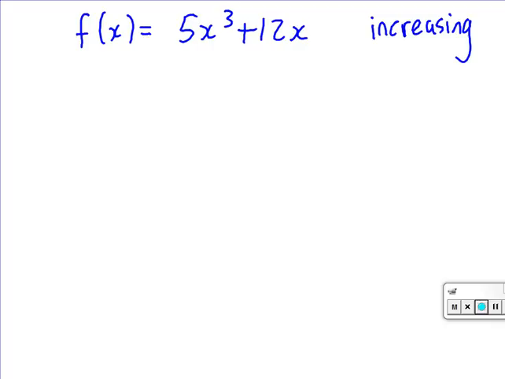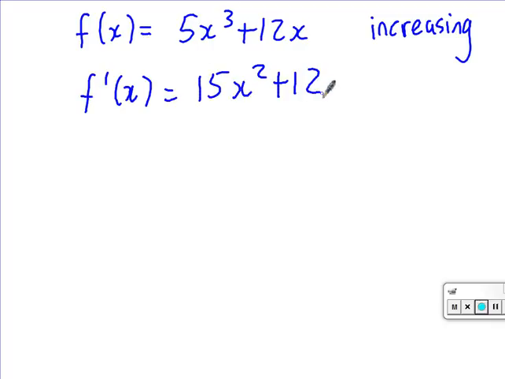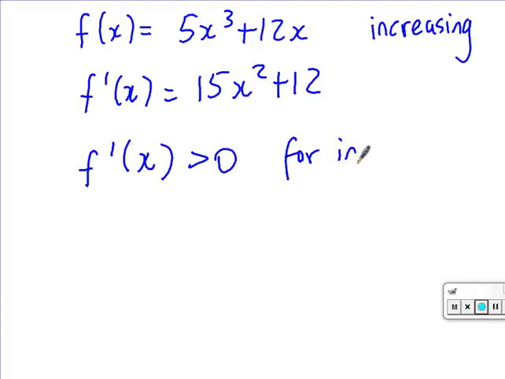Hopefully you can remember back how to differentiate. So 15x squared plus 12. For it to be increasing we need that to be bigger than 0. So f dashed x bigger than 0 for increasing. We have to think which values of x is going to make that f dashed x bigger than 0.